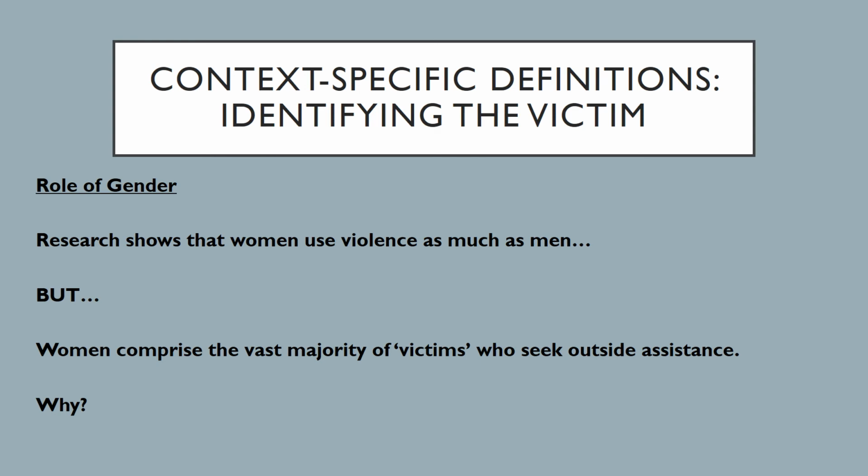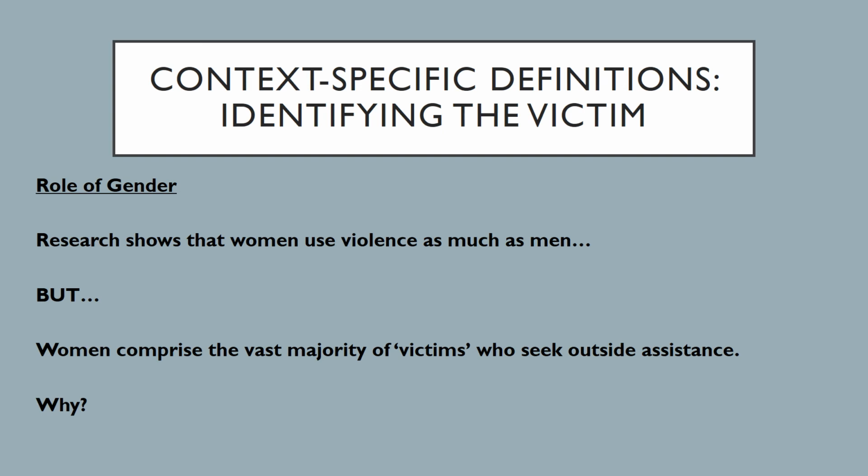even when we look at the quote unquote facts about domestic violence and the role that gender plays, you can spin the story in either way, as far as who the victim is, who the perpetrator is, and what the motivation for engaging in coercion or abuse or violence might be. So let's look at this role of gender. Research shows that women use violence as much as men.